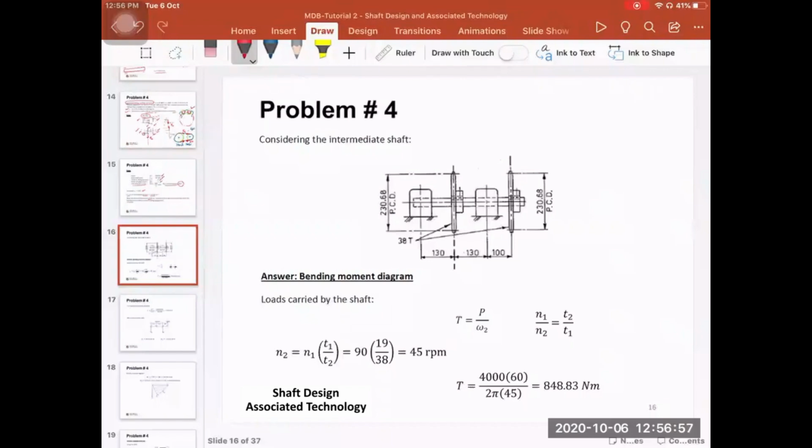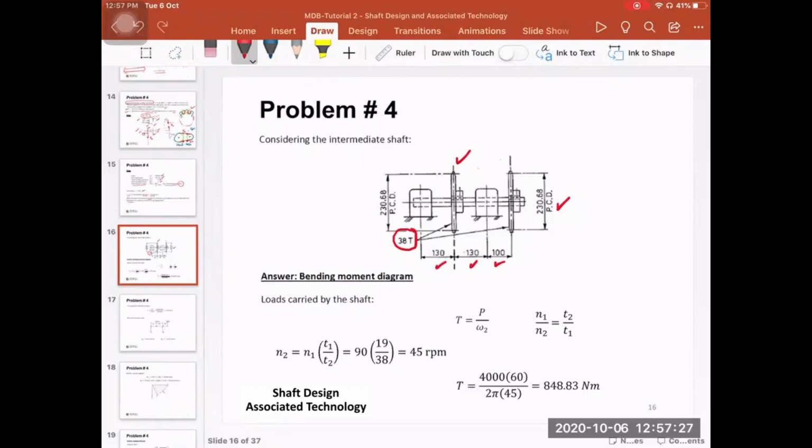You see here on the right-hand side, you have a sprocket where the pitch center diameter of the sprocket is 230.68. You have another sprocket in the middle here where the diameter is the same, 230.68. They are both the same size, same number of teeth, same diameter, and then the distances here are given: 100, 130, 130. Okay?